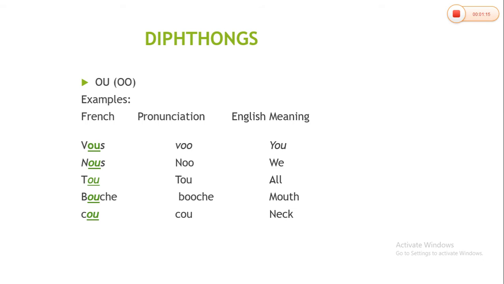The first diphthong is OU. In French, it gives OO sound. Examples are VOUS. We will pronounce it woo. Here is an additional rule. In French, the last letter is always silent except C, F, L, R, and E. So here you can see at the end of VOUS we have S, which would be silent because it does not fit the rule C, F, L, R, and E. Hence, it will be pronounced as woo, which means you.